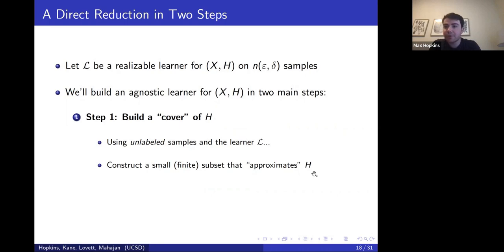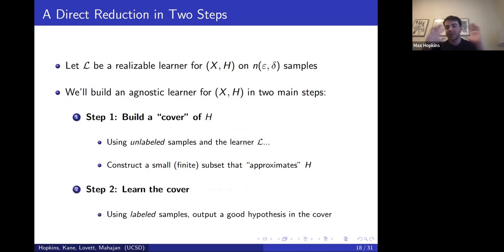So the big problem with learning things agnostically is when H is infinite. And so the first thing that we want to do is basically find a finite approximation for H. That's step one. And I'll explain everything in more detail in just a few minutes.